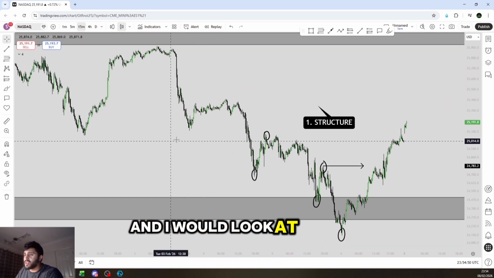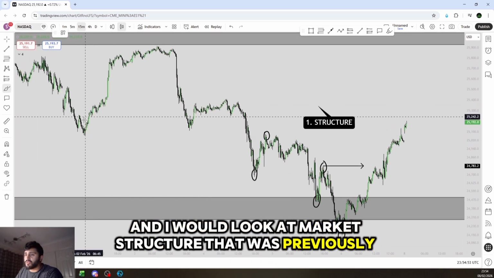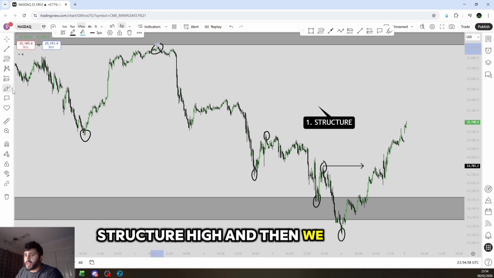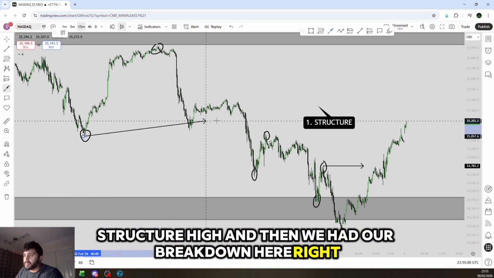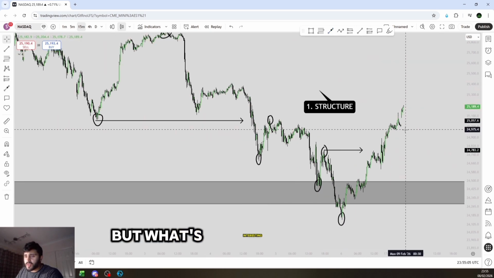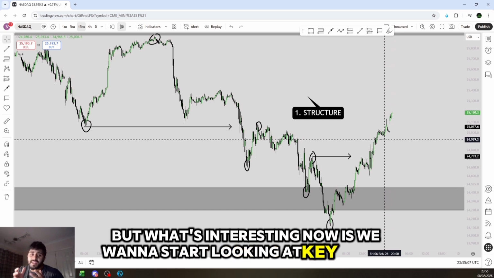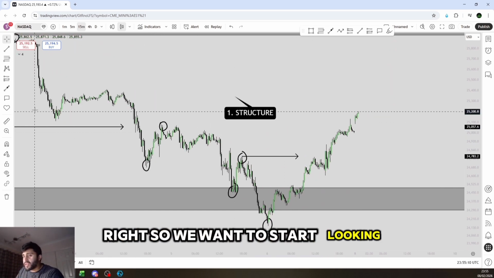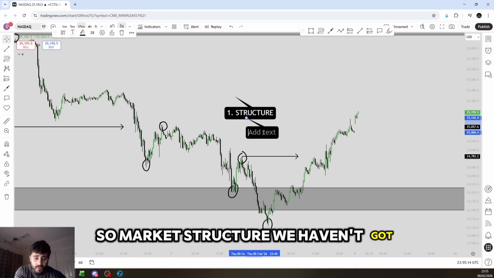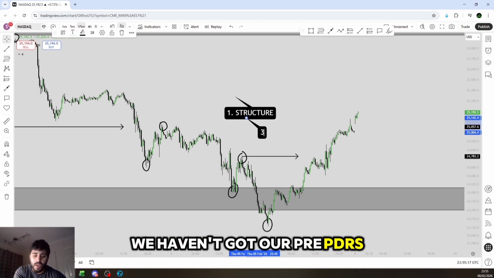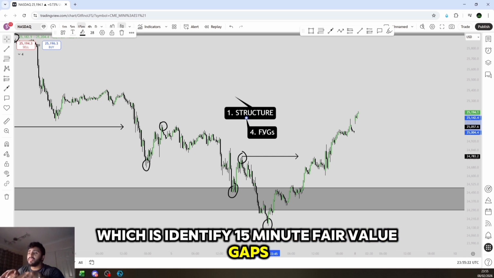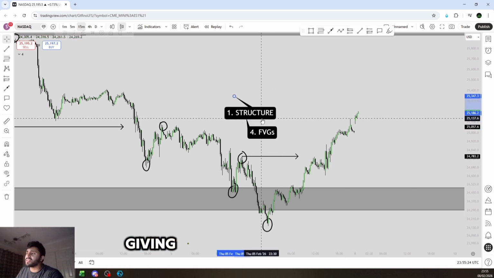And so how I would tackle this if I was trading this is I would just go back in time and look at market structure that was previously formed. So structure low, structure high, and then we had our break down here. There's our break. So now from here, we haven't got a clean pullback. But what's interesting now is we want to start looking at fair value gaps and understanding where our key levels are. So market structure, we haven't got a dealing range, we haven't got our PD arrays. But what we can do is go to step 4, which is identify 15-minute fair value gaps that have given us rejections, giving us areas to trade for.